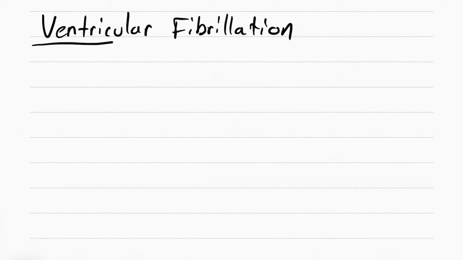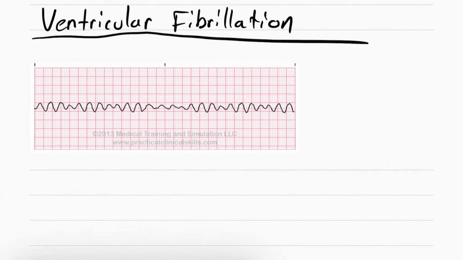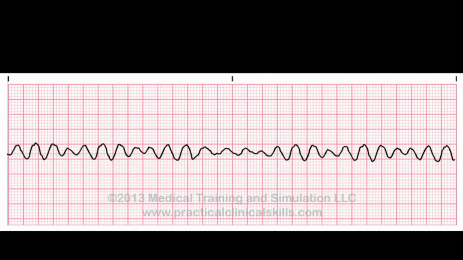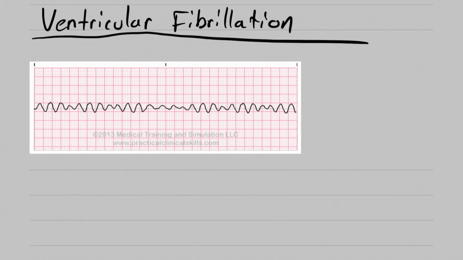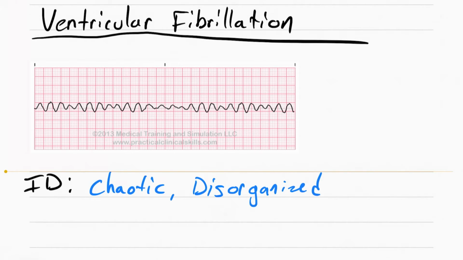The next dysrhythmia is ventricular fibrillation. Now, this rhythm is very deadly. We take a look at the rhythm and there's no pattern whatsoever. It's just chaotic and disorganized. It kind of looks like a picture my toddler drew with a crayon.